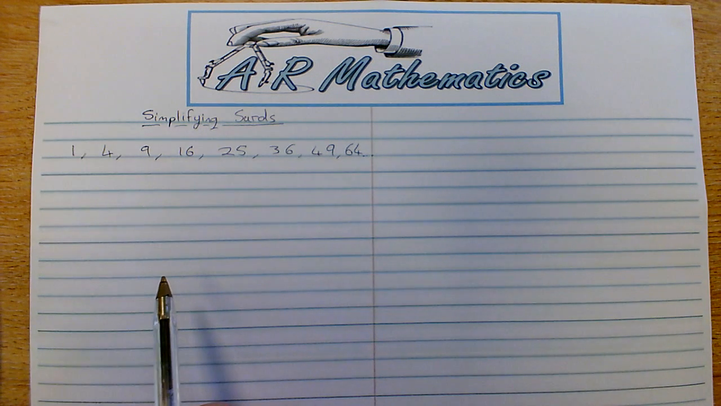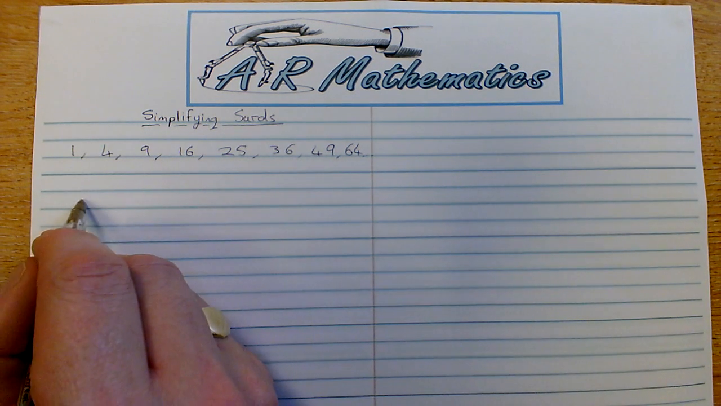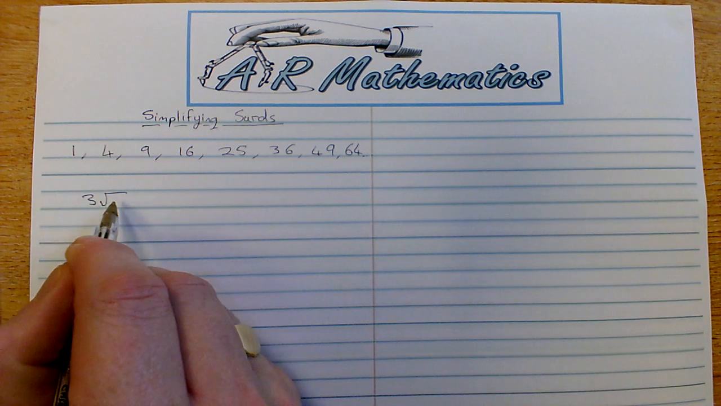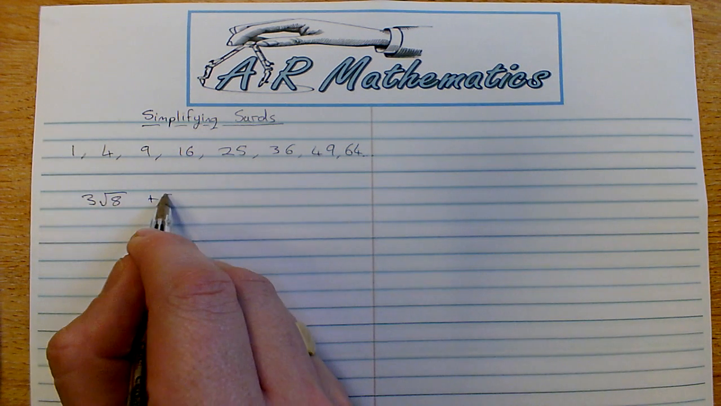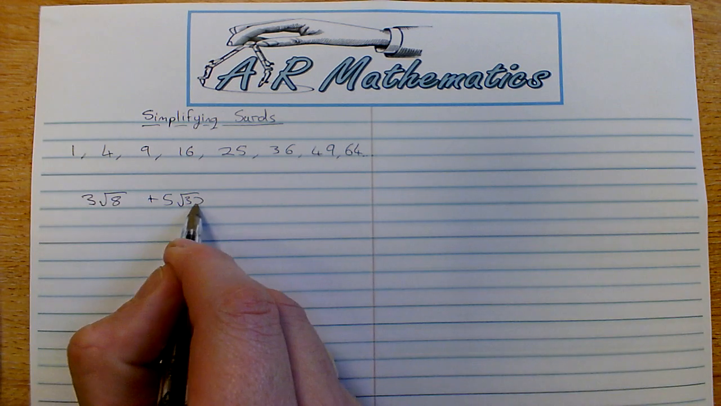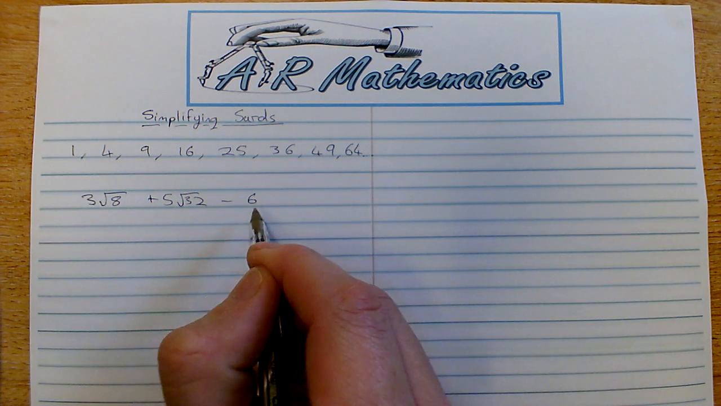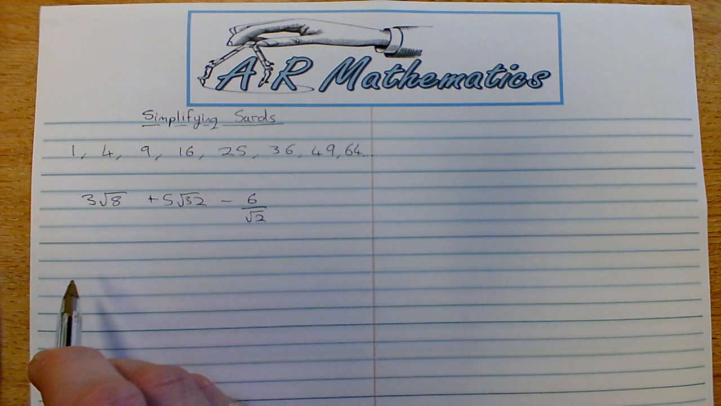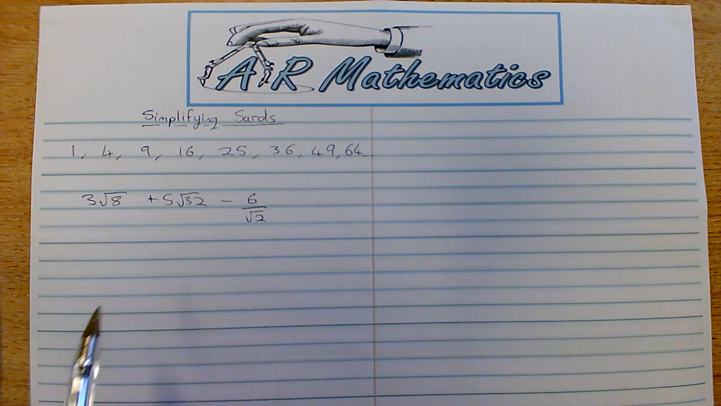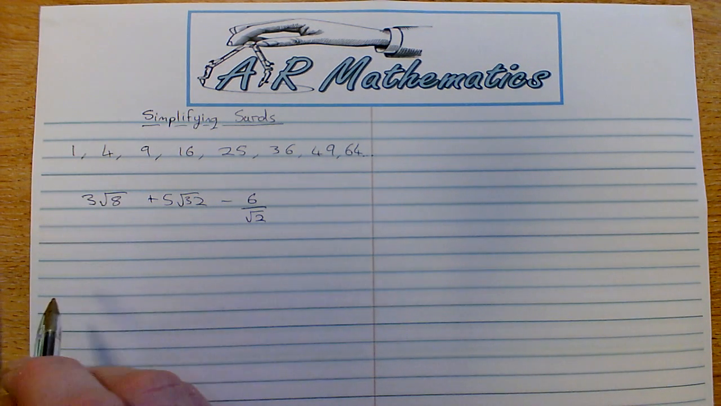So in this video, I'm going to be looking at questions of the style where we have several different surd terms. So for example, 3 root 8 plus 5 root 32 minus 6 over root 2. Now, when I answer questions like this, what I like to do to try and keep things neat is to take each of these terms individually and simplify them separately.